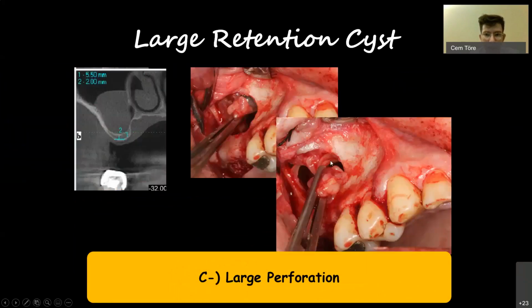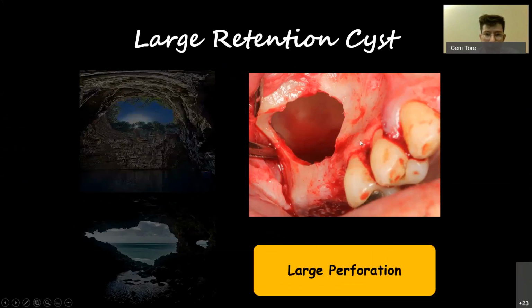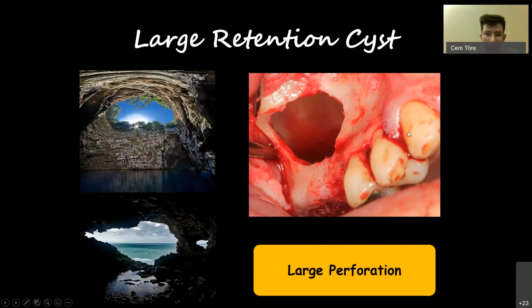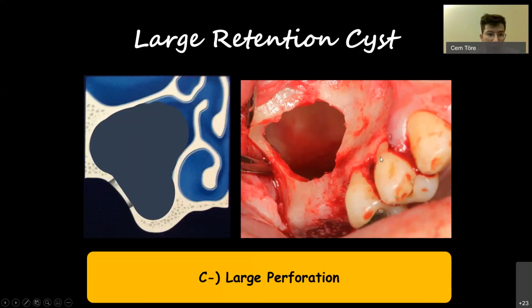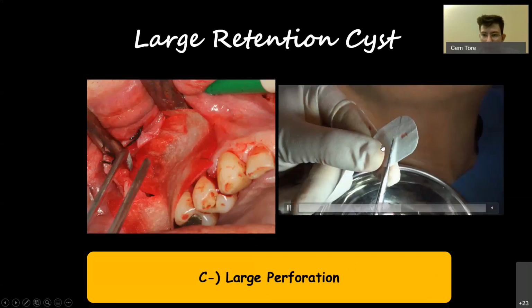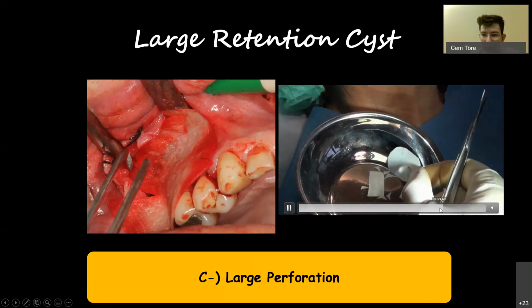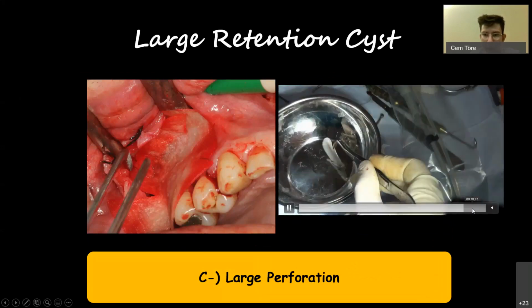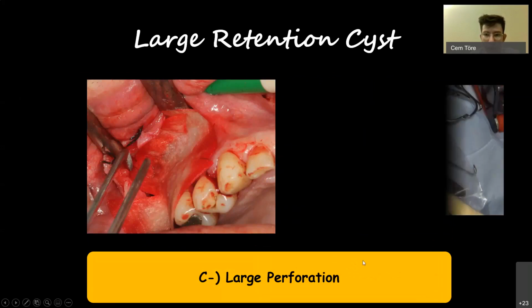We attempt to remove the cyst, and this is what we end up with, a huge perforation. This is the truly large perforation. What we do here is place the membrane like this, with pins here, one pin here preferably, and then we have our new lifted Schneiderian membrane, and we can comfortably graft inside. We place these incisions to better adapt the membrane to the walls, and then we pin it in place.